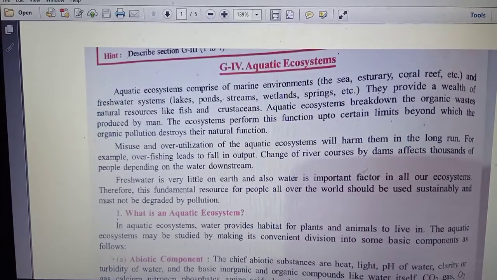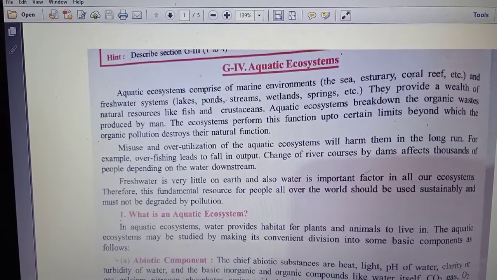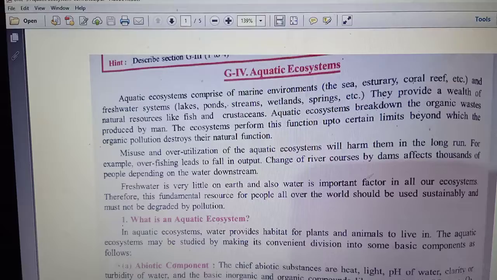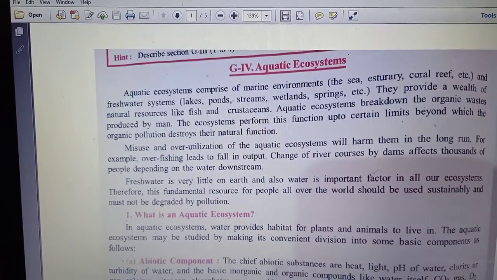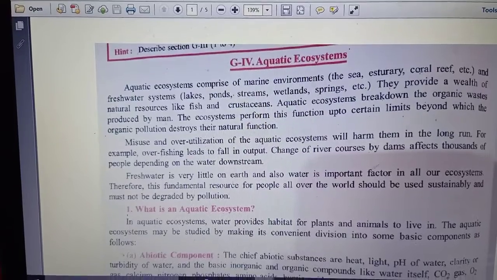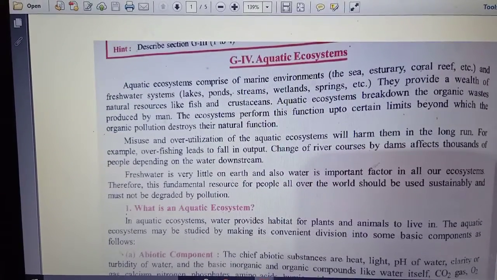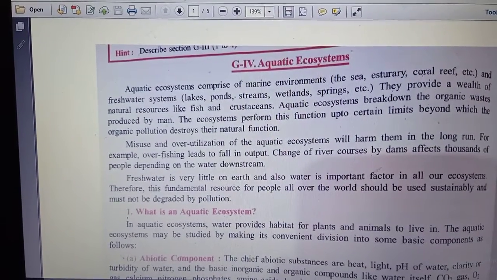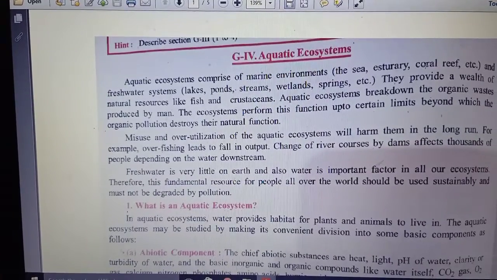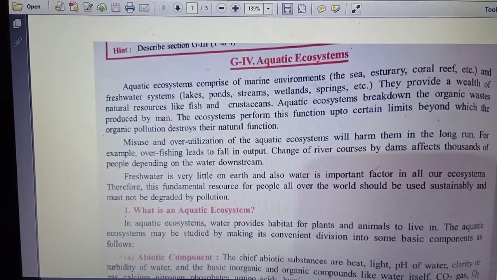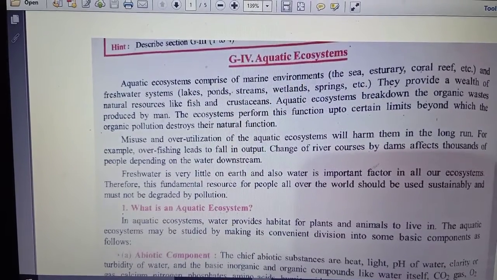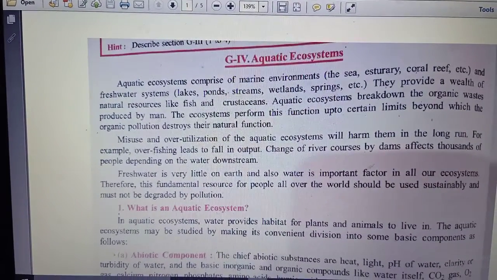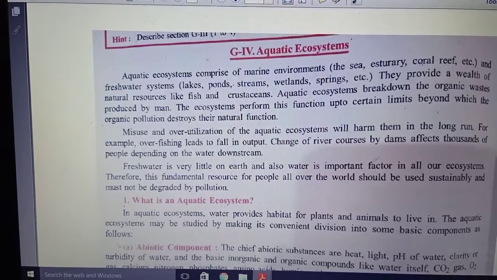Earlier, you know that we discussed the forest ecosystem, grassland ecosystem, and desert ecosystem. Every ecosystem has its own importance. You know very well that we studied various types of flora and fauna in these ecosystems. So today we will discuss the aquatic ecosystem, which basically comprises the marine environment, that is sea, estuary, coral reef, etc.